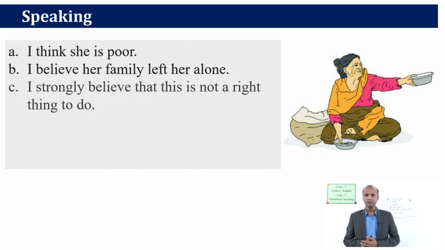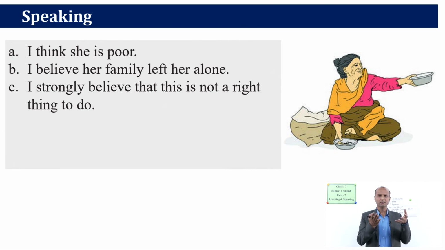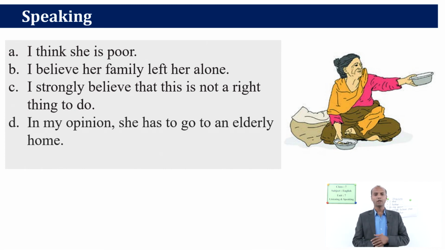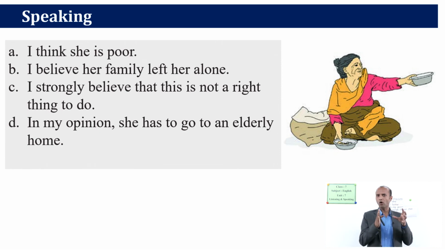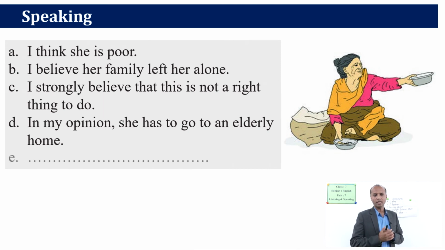And as I said earlier, I strongly believe that this is not a right thing to do, sitting, for example, on the roadside and begging. What else? In my opinion, she has to go to an elderly home. Instead of begging, she has to go to a shelter. Okay, so can we add more? Yes, that's very good. So go on adding more ideas here.